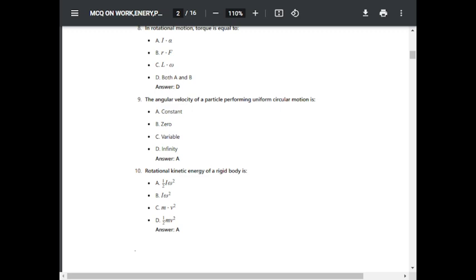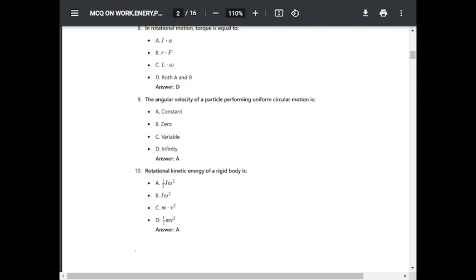Question number 9. The angular velocity of a particle performing uniform circular motion is option A constant, option B 0, option C variable, option D infinite. The angular velocity of a particle performing uniform circular motion is constant. So option A is correct.